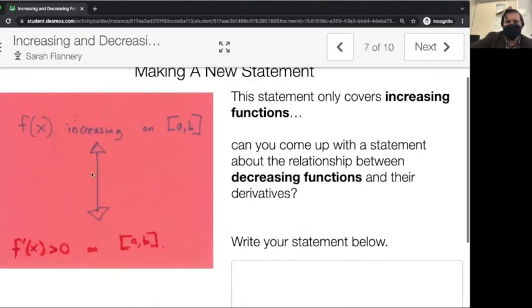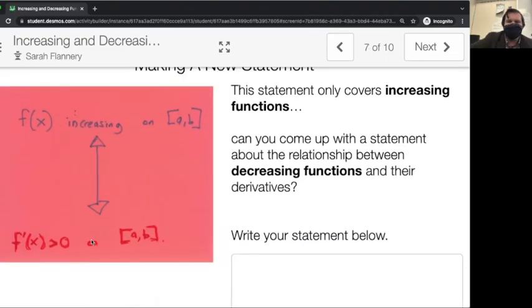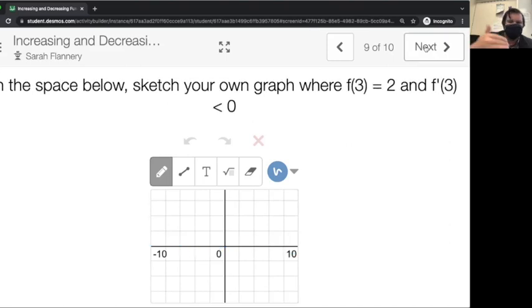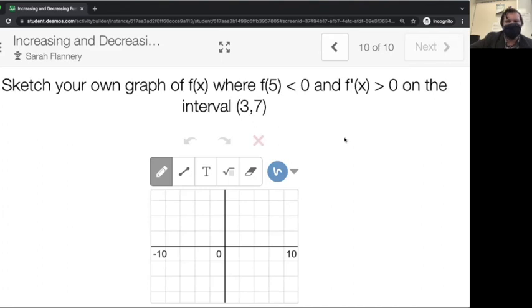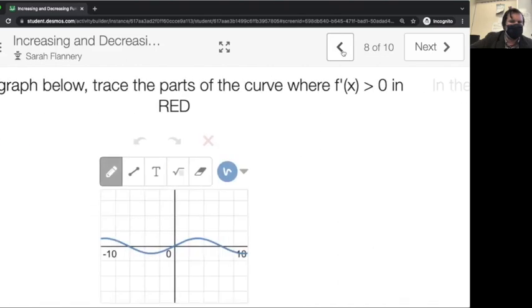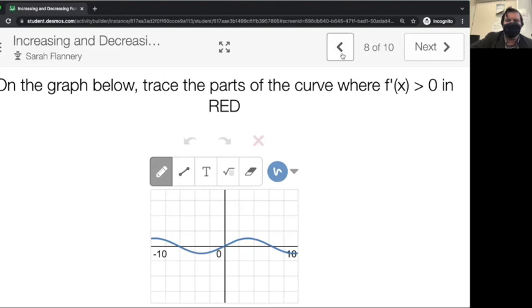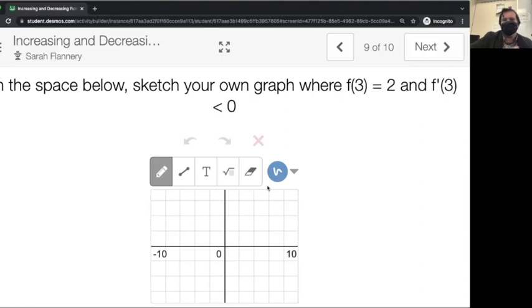So this statement that we wrote only covers increasing functions. I'm going to ask you to come up with a statement about decreasing functions that mirrors it. And then to make some of your own, to trace and show that you know what f prime of x positive on an interval looks like. And then to come up with something where you have specific height properties for a graph you create. And then finally, to be something very open-ended. These are nice practice exam questions for Thursday's exam a week from today. You definitely want to be able not only to recognize the relationship between f of x and f prime of x, but also to use it to make graphs that satisfy certain properties, just like you did on the first exam.